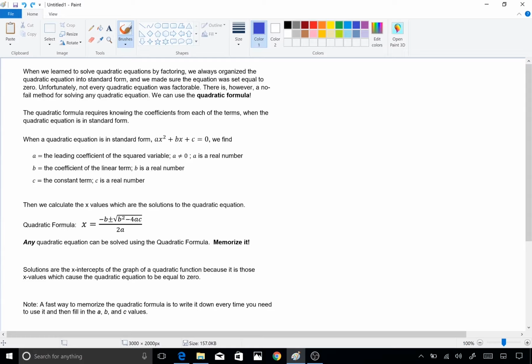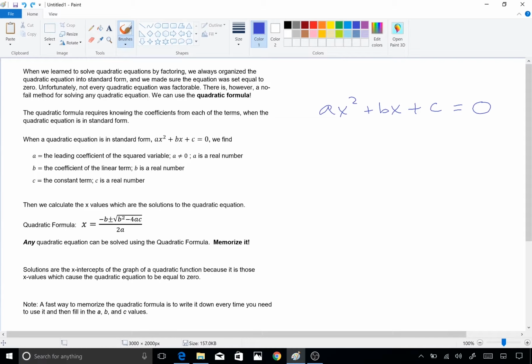You'll find that solving quadratic equations by factoring or completing the square isn't always possible. The quadratic formula is the most powerful technique. This method can be used to solve any equation of the form ax squared plus bx plus c equals 0.